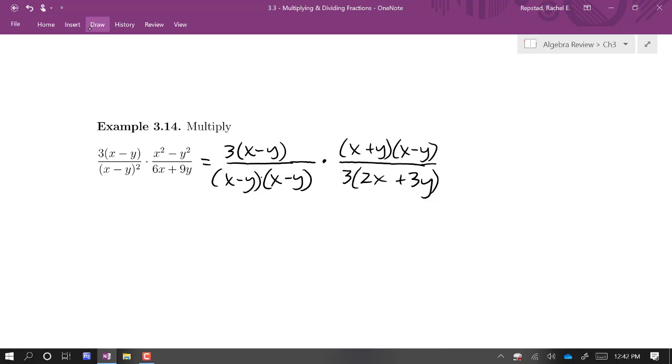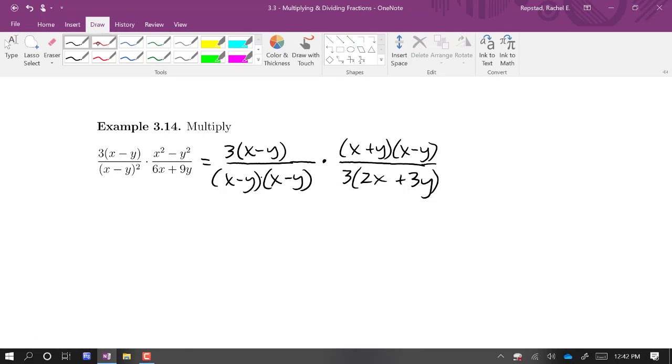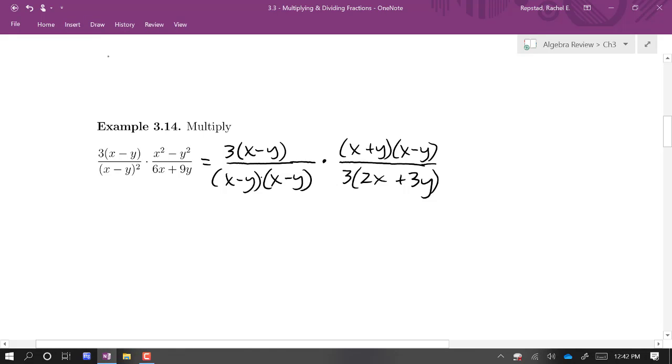Okay, so now that everything's factored, we're going to whip into a frenzy of canceling. This is the fun part. I can cancel this 3 with that 3. Here's an x minus y to cancel with that x minus y. Here's another x minus y in the bottom to cancel with that x minus y up top. And now all of our common factors have been canceled.